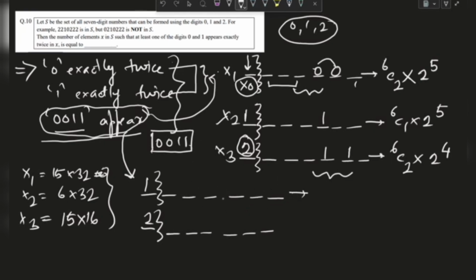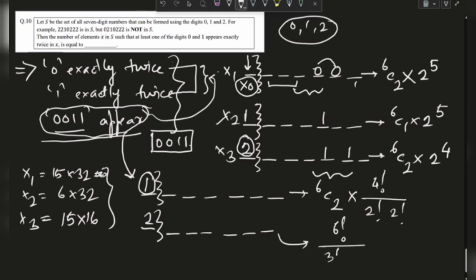So basically, if we select 4 places from here, we are left with 1, 2, and 3 places. So we will give 6C2, because here 1 is already fixed. We are considering the case, and 4 places are filled, so we have 2 places left. So 6C2. And for this particular, we have 4 factorial, and from similar terms, we will divide 2 factorial 2 times. Now for this particular case, we will have 6 factorial by 3 factorial 2 factorial.